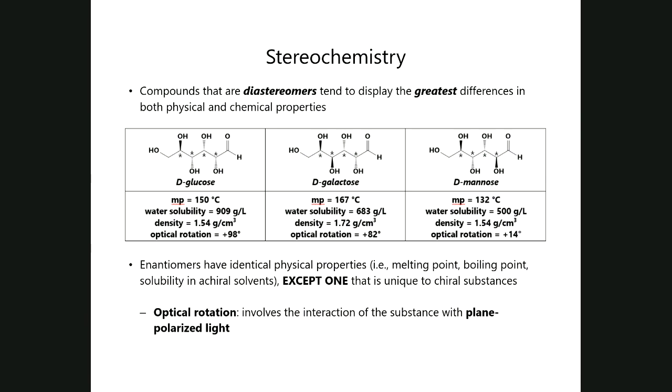Sometimes, as we're going to see, enantiomers, as subtle as the differences are, can have profound differences in their biological properties, and that can lead to severe and detrimental effects, as we're going to discuss. So what is optical rotation? Before we talk about optical rotation, we need to define what is known as plane polarized light.